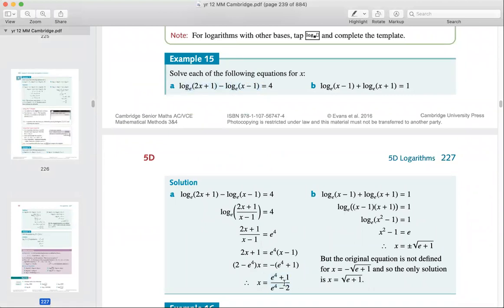again, this one looks okay, but in part B it actually triggers something. You realize x can be plus or minus the square root of e plus 1. You see the note: the original equation is not defined for x equals negative square root of e plus 1. And so the only solution is x equals the square root of e plus 1.